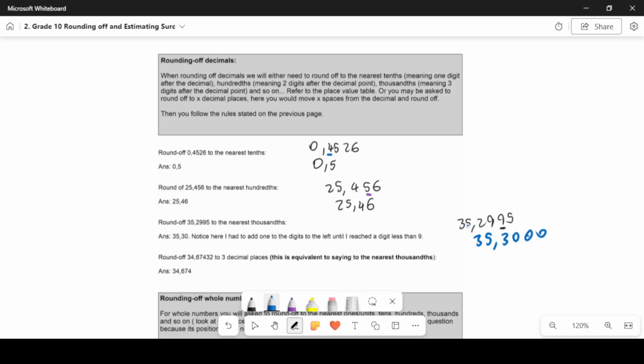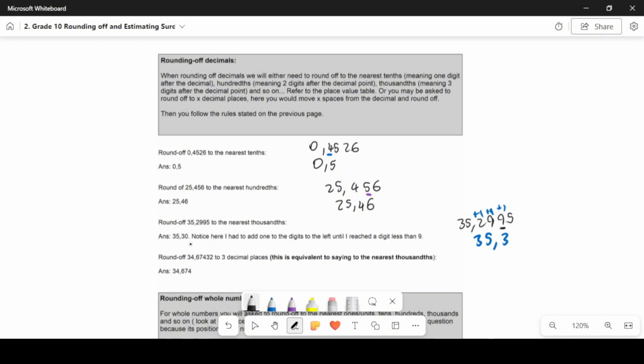35,3000. Because what happened here was, I added 1 here, that became 10, then I added 1 here, this became 10, so I have to add 1 here, and since this number is less than 9, then I can stop. Understood? So you will keep adding 1 to the digit to the left, until you reach a point where the number is less than 9. Until you reach a point where you will not get 10. Understood? Right, that was one of the trickiest examples that you could possibly get.